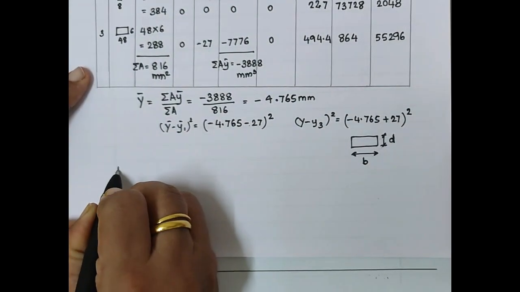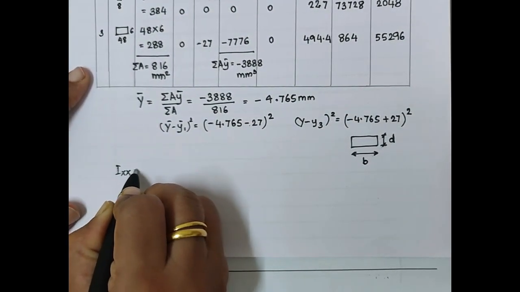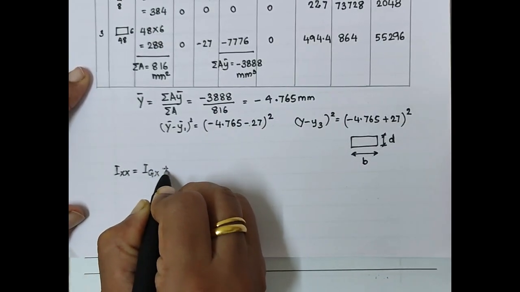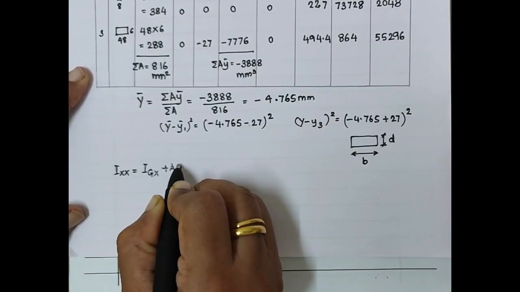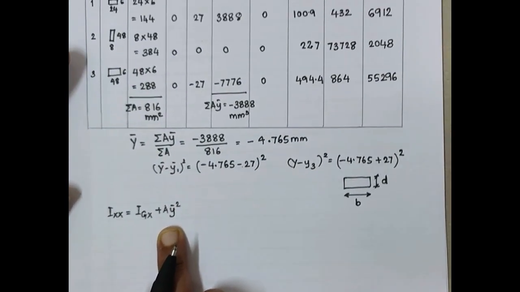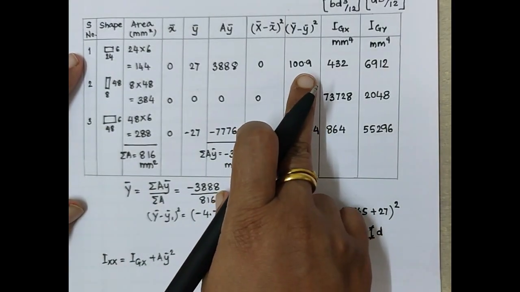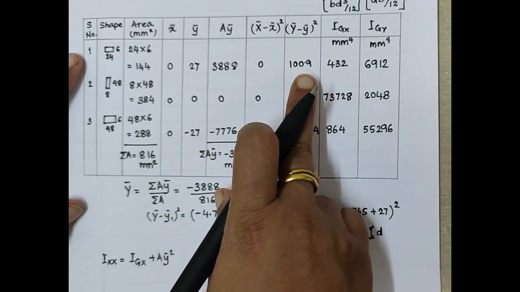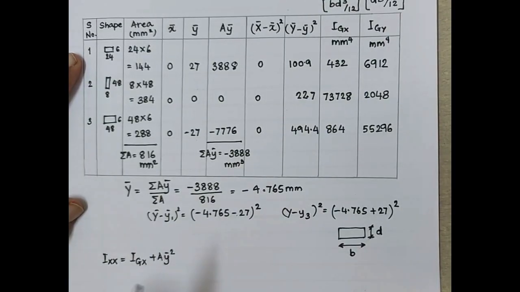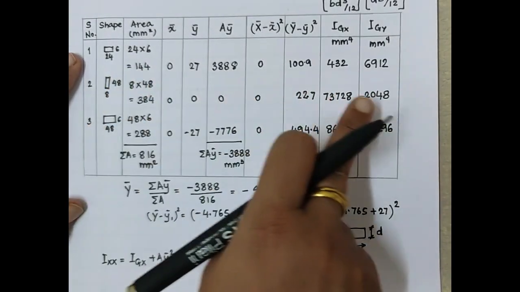So that is IXX. IXX is given by the equation IGX plus area into y square. Now we have to know that this particular y square that is there, we have already calculated and even squared. So we do not have to square this term again. We just have to take and replace this term in the equation. Now while we are noting down the equation, you have to see that this particular equation, that is IGX plus area into y square, has to be applied for each rectangle.